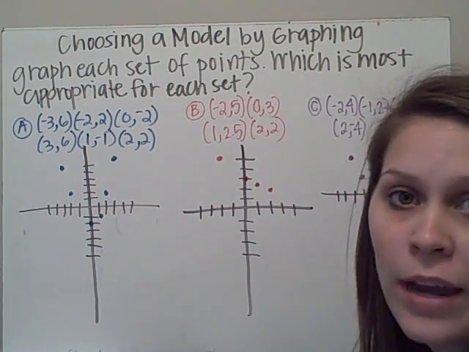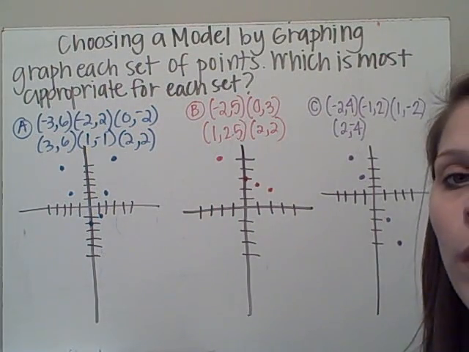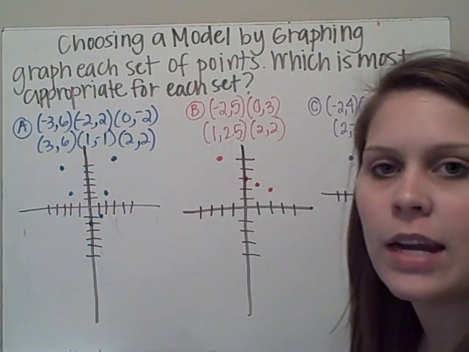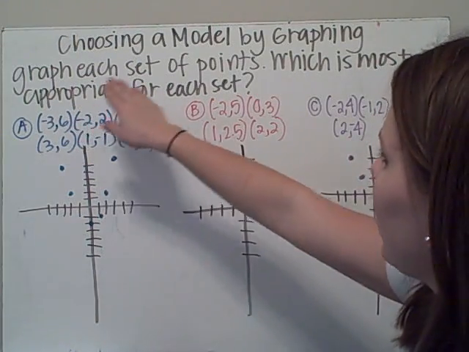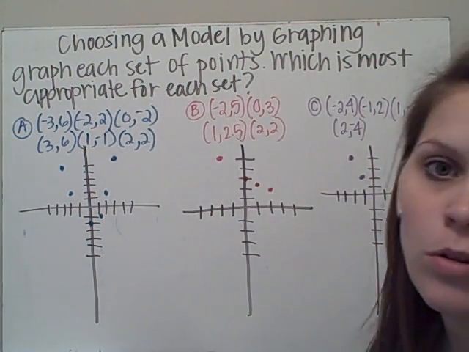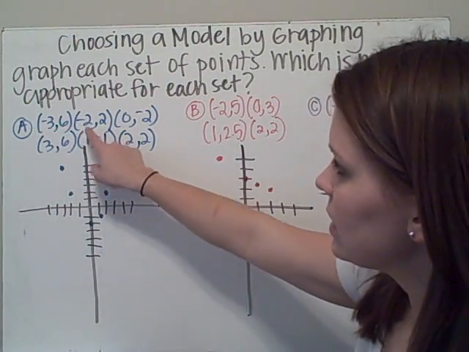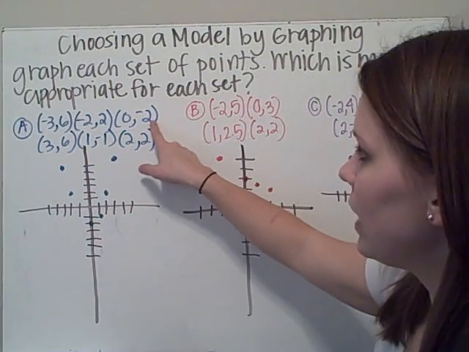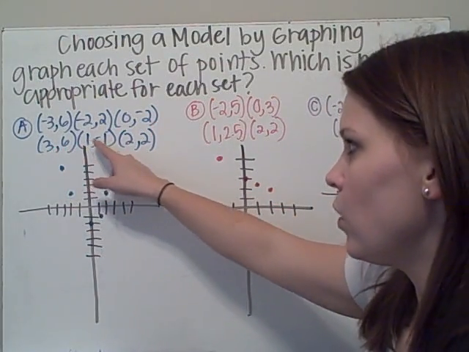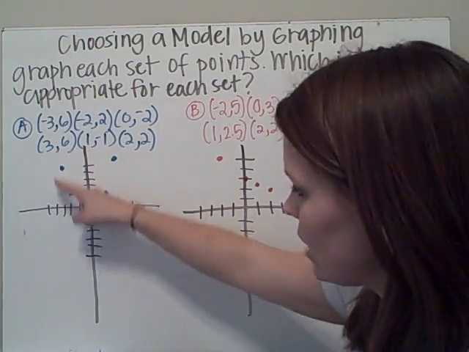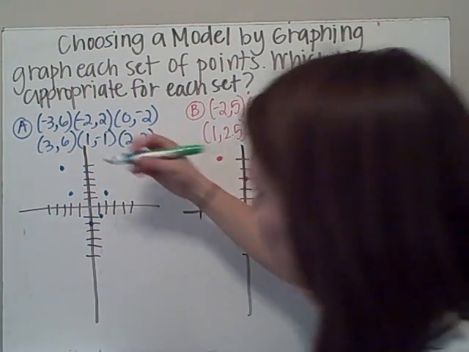So we can use a graph to help us choose whether it's a quadratic, a linear, or an exponential model. It says graph each set of points and decide which model is the most appropriate for each set. So we have (-3, 6), (-2, 2), (0, -2), (3, 6), (1, -1), and (2, 2). And as you can see, I have graphed these.